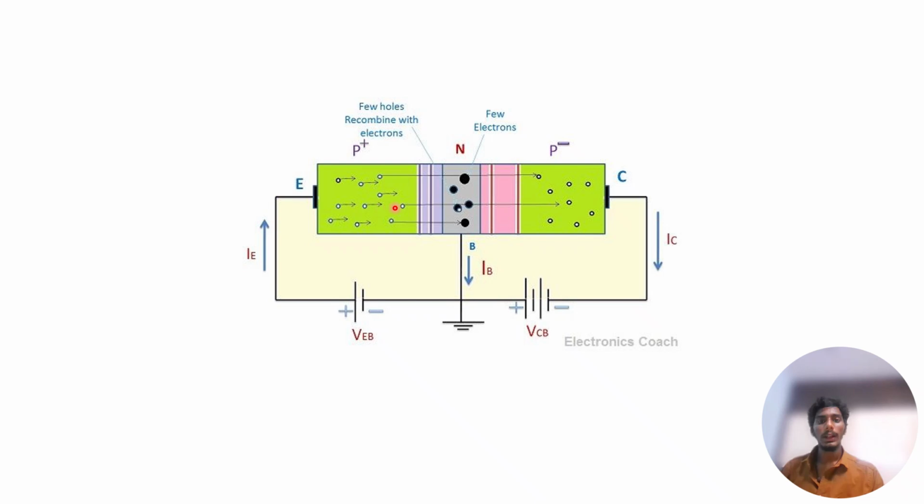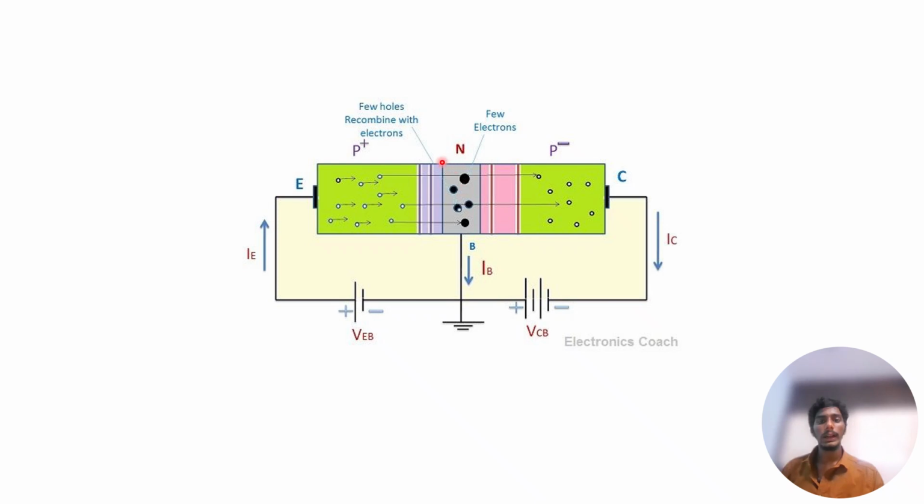The electrons from the emitter region go through the N region and cannot combine with the holes. These are the holes and these are the electrons, which cannot combine with the holes due to the N type. The depletion region of the N region is very thin.